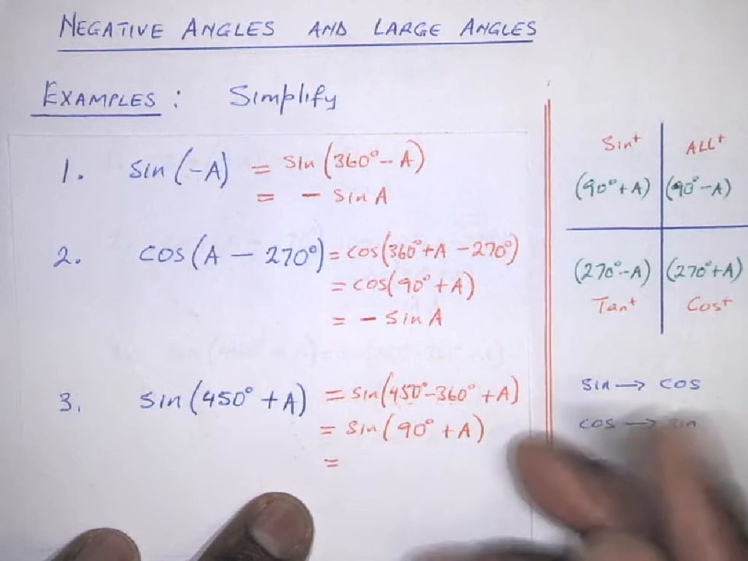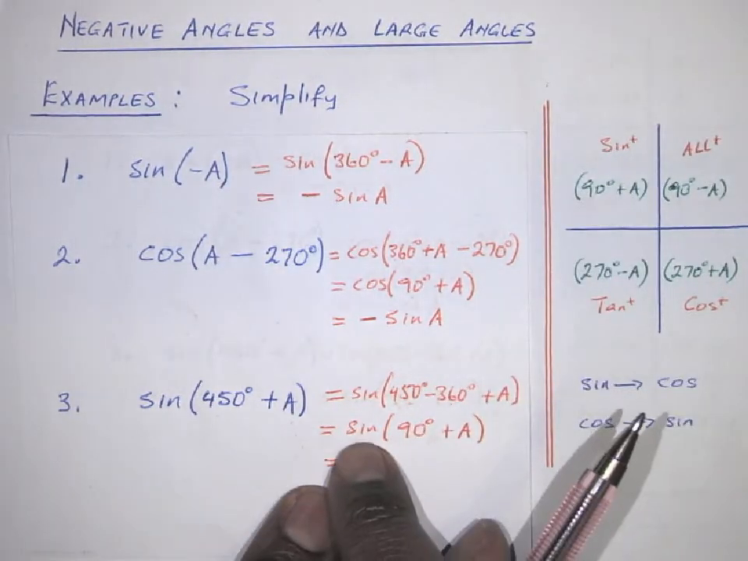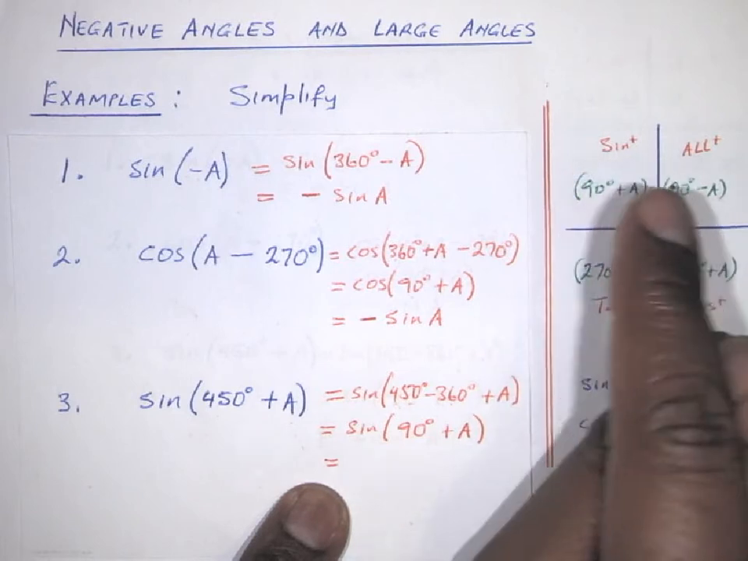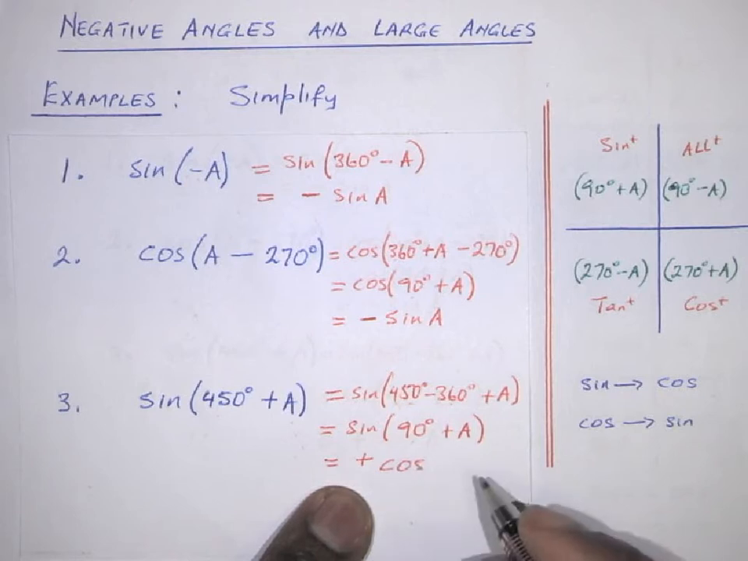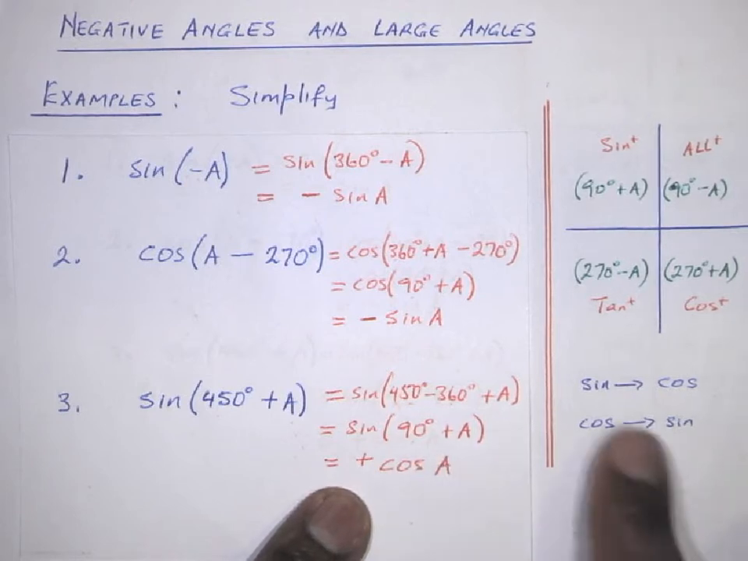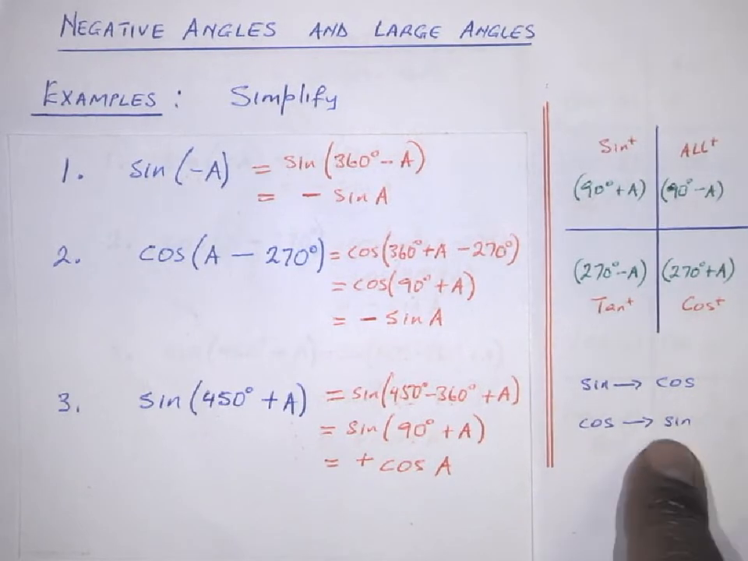So this is the same as that one. So we're in that quadrant. How is sine in that quadrant? Sine is positive, so therefore my answer is going to be positive. But because I'm dealing with 90, I'll say cos. I use the cofunction of A. So the cofunction of sine is cos, the cofunction of cos is negative.